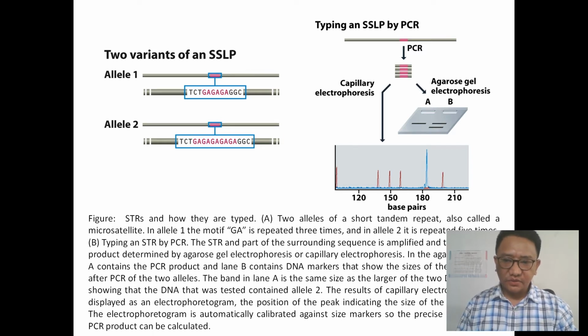So likewise, with more repeats, the DNA band becomes bigger. So size can be ascertained accordingly. This is how SSLPs are basically done.